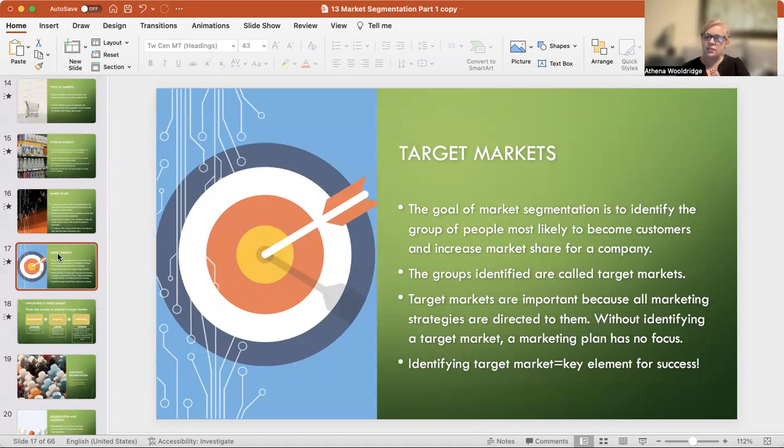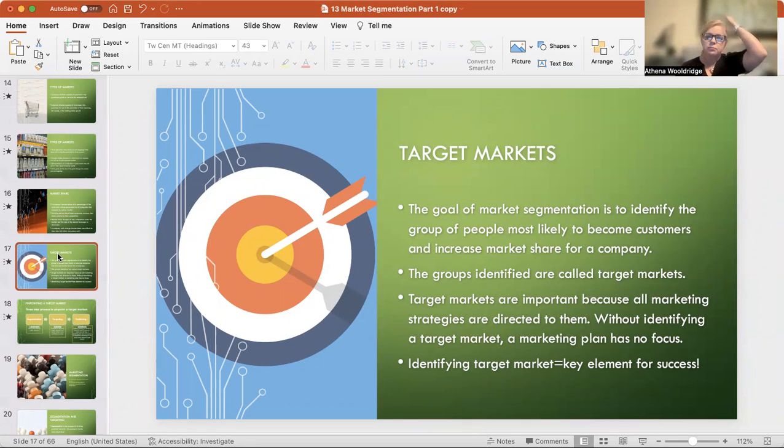Target markets. So the goal of market segmentation is to identify the group of people that's most likely to purchase your product, that wants your product and is willing and able to buy your product. So who is that group? If I am selling pink, sparkly Nikes, who is that? I don't know. That's what the market research will tell us. Maybe it's 9-year-old girls. Maybe it's 50-year-old guys. I don't know, but that's where we're at with it. It's who the most likely person is, and that's where we're going to go out and try to find them.